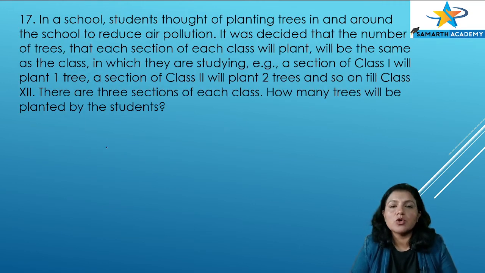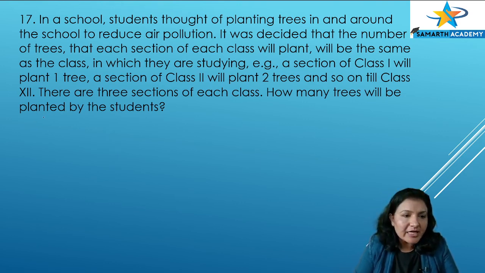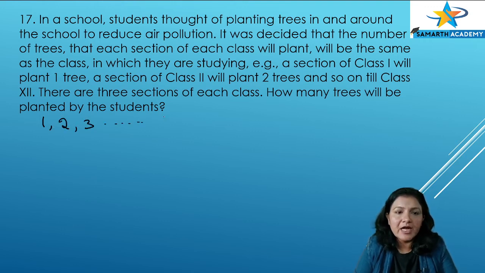School students thought of planting trees in and around the school to reduce air pollution. It was decided that the number of trees that each section of each class will plant will be the same as the class in which they are studying. Example, section 1 will plant 1 tree, section 2 will plant 2 trees and so on. So here, class 1 is planting 1 tree, class 2 is planting 2 trees, 3 trees, and how many classes are there? Up to class 12. And there are 3 sections.